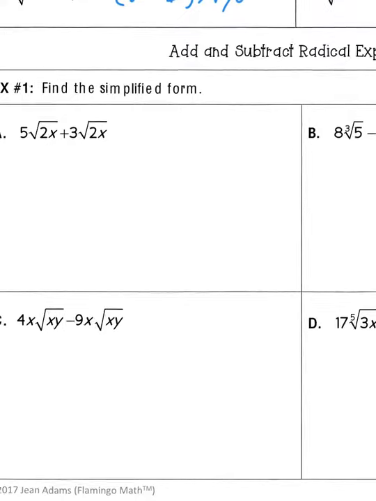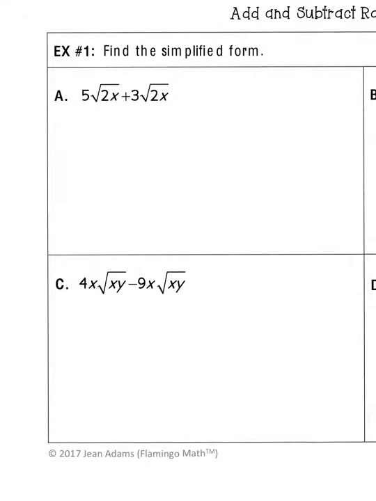So let me make these really big. And let's look at some of these. Do they have the same index? Yes. Do they have the same radicand? Yes. So I have 5 of these and 3 of these. That means I'm just going to take 5 plus 3 is 8 of those. So the radical string is not going to change. So I end up with 8 square root of 2x.